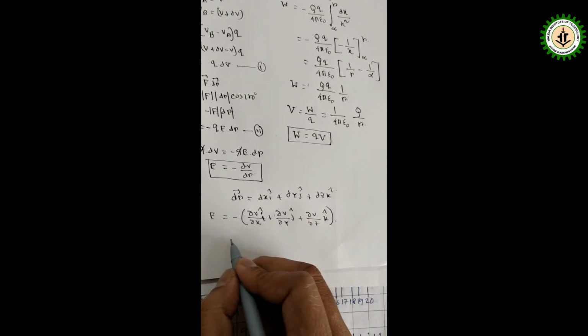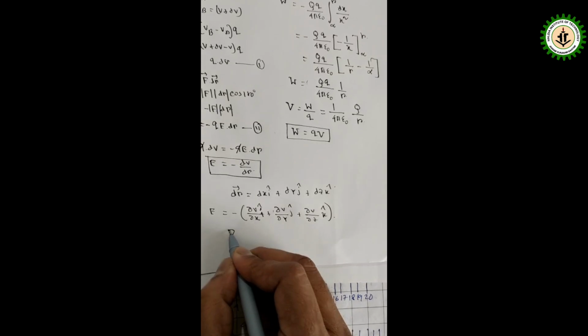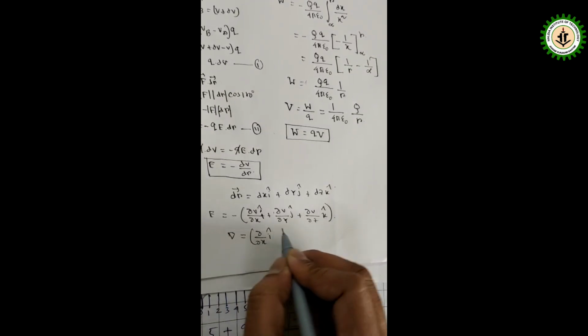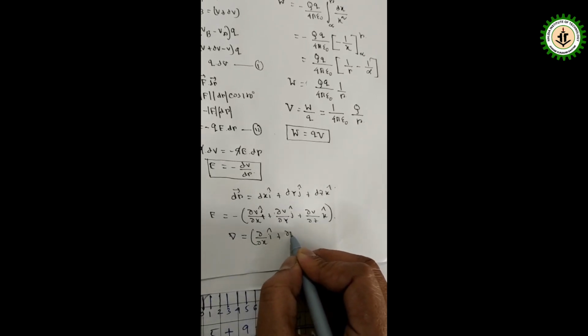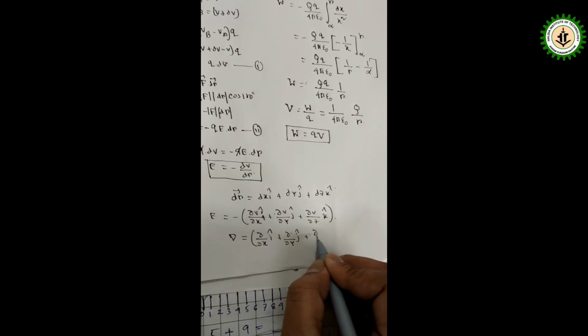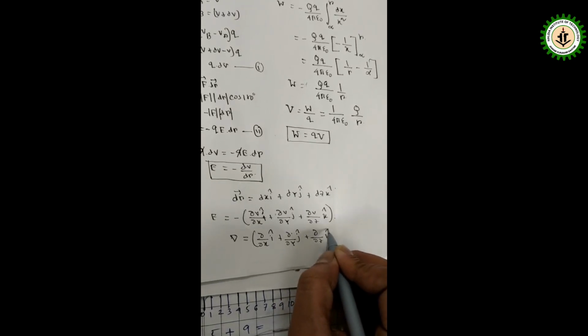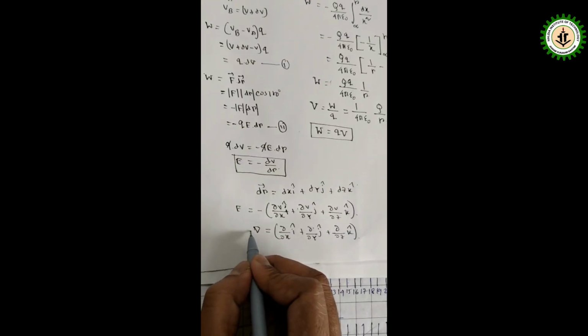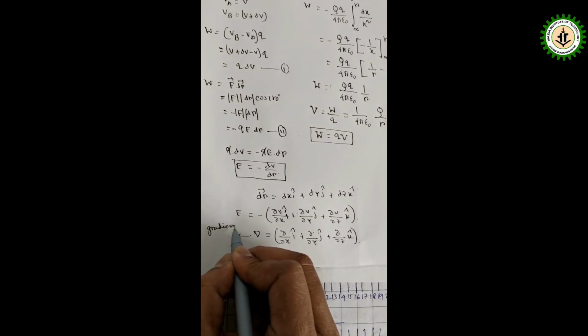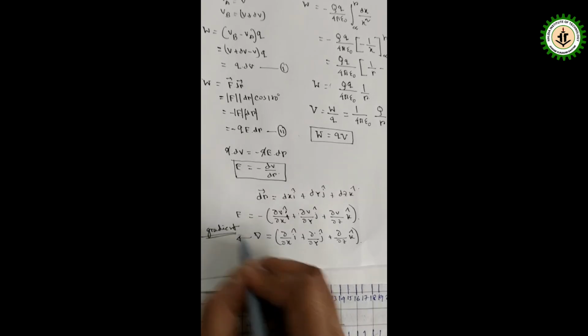And here the operator del by del x along i plus del by del y along j plus del by del z along k is called the gradient operator. Basically, the gradient operator finds the change along x, along y, and along z.